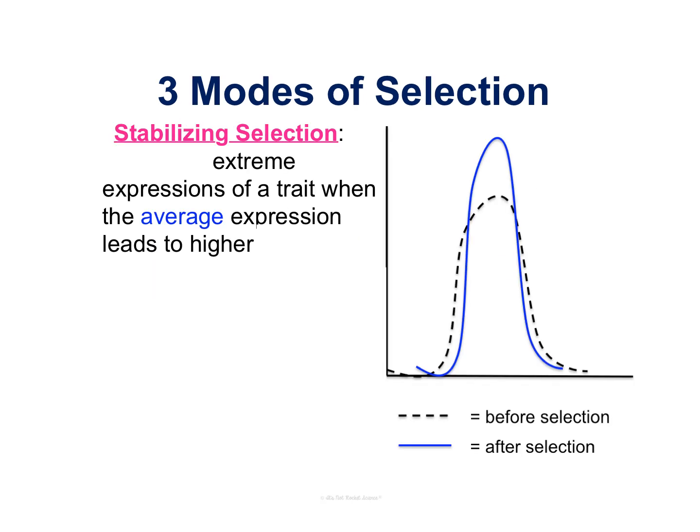And the third type of selection we have is stabilizing selection. And this is going to eliminate the extreme expressions of a trait where the average expression leads to a higher fitness. So when the average is the best or the more beneficial trait, we're going to select for that, which is going to get rid of these narrow portions out here, where there's less people. It's going to become even less common.